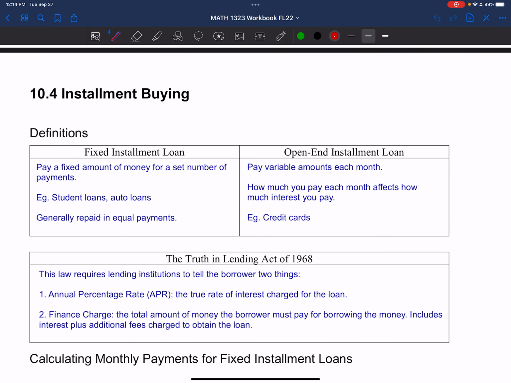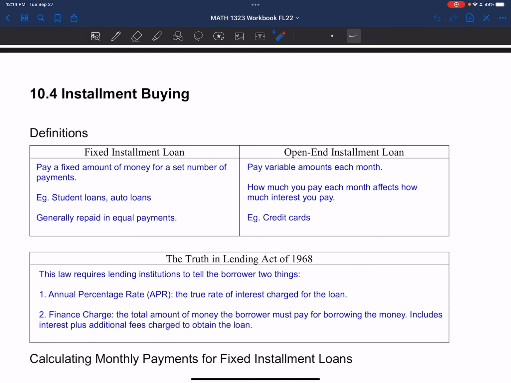Section 10.4 is on installment buying. So to get things started here, we're going to go ahead and get some definitions. You may want to pause the video and write through these definitions, but we'll go ahead and talk through them.